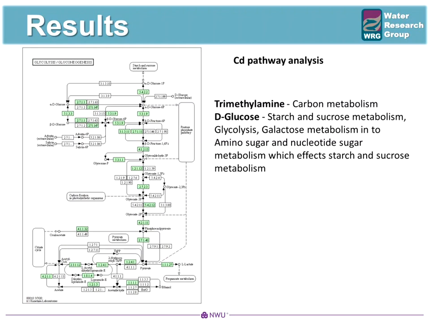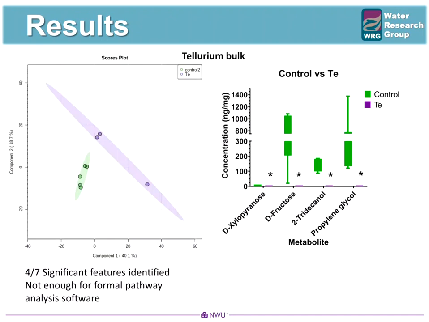D-glucose is part of the starch and sucrose metabolism, glycolysis, and galactose metabolism that forms part of the amino acid and sugar nucleotide metabolism, which affects starch and sucrose metabolism, which is responsible for energy. Tellurium revealed 4 identifiable metabolites out of 7 total: D-xylopyranose, D-fructose, 2-tridecanol, propylene glycol.